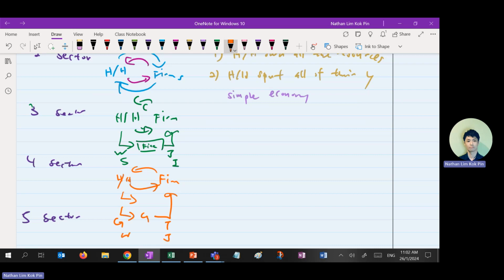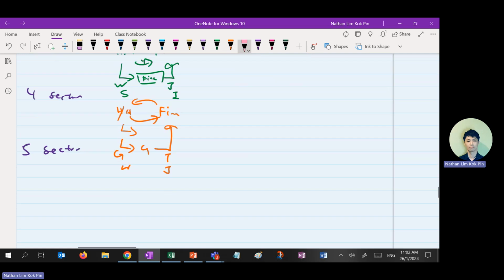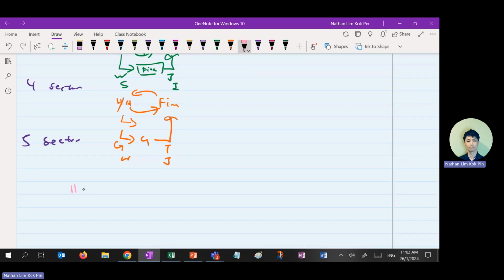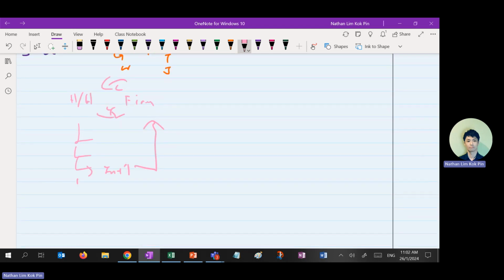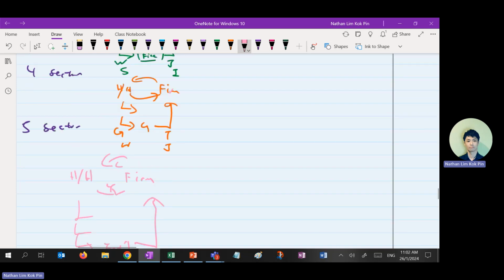and then W and J. Okay. And 5 sector, you have to draw household and firm, same thing. You have to put C and Y, right? After that, you draw until the last sector, which is the international sector. And then you put imports, exports, W and J. These are the 5 sectors.